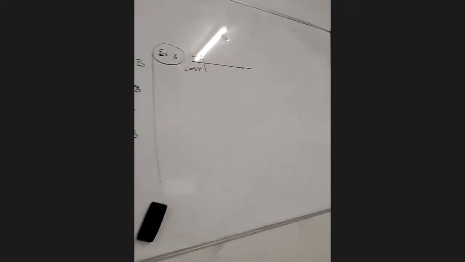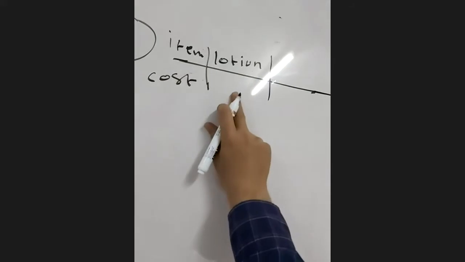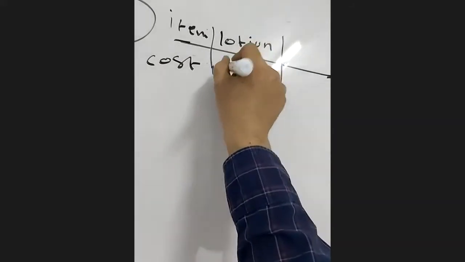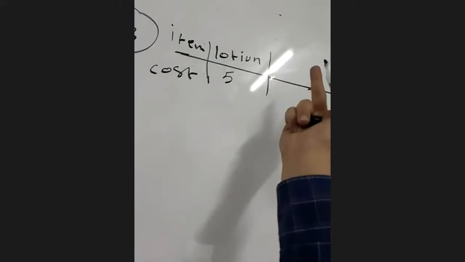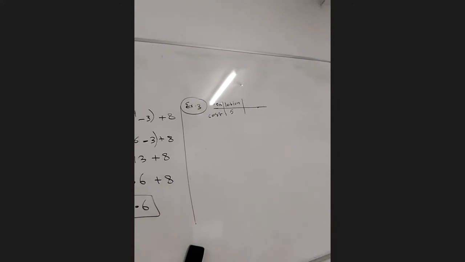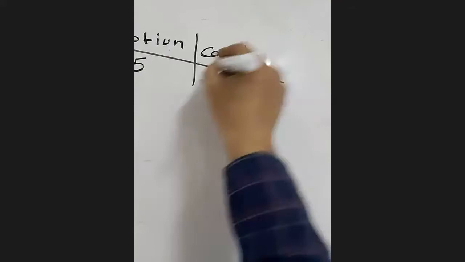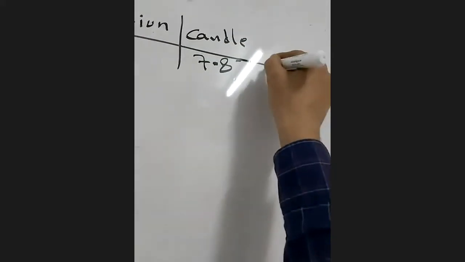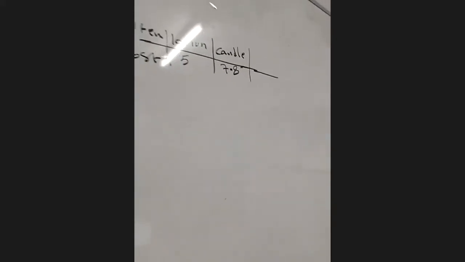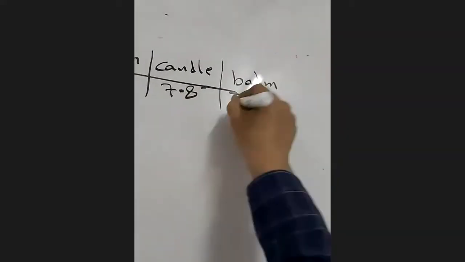The first item is what? Lotion, right? The cost of the lotion, how much? $5.00. 5.0 is 5, right? Yes. Okay, the other one? The candle, 7.80. Candle, it is 7.8, right? And the third one? Lip balm, 2.49.